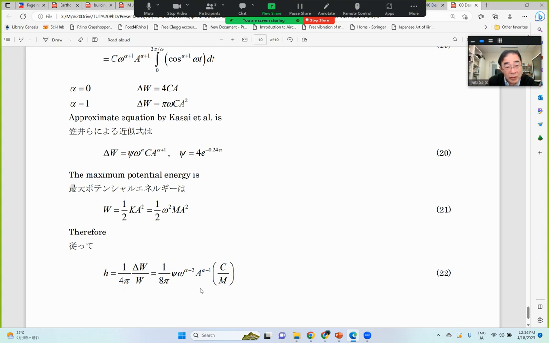Okay. So we use this formula. If we know the target deformation, it corresponds to amplitude A, and if we know omega from the slope of the capacity curve, we can get the equivalent damping from this formula.